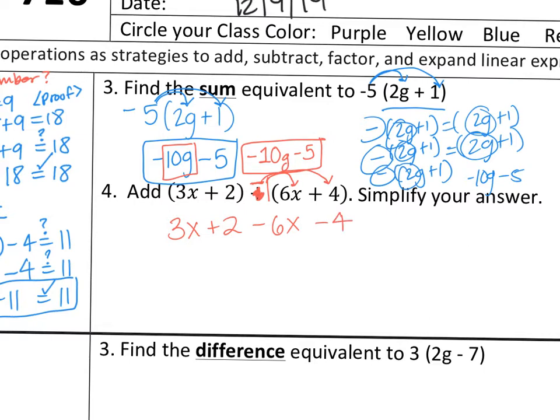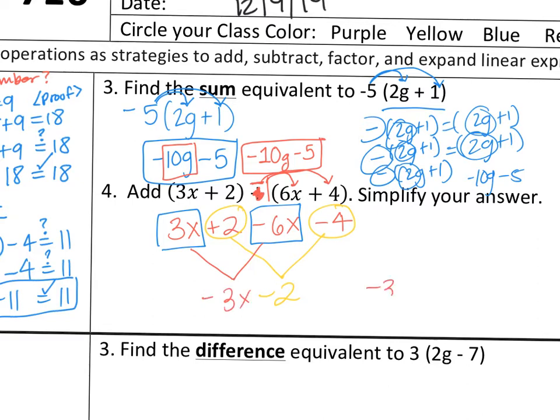So now we can combine like terms. We have a positive 3x and a negative 6x. And then we have a positive 2 and a negative 4. Now you can combine positive 2 and negative 4 to be negative 2. Bless you. And then we have negative 6x and positive 3x. If you combine those, you're left with negative 3x. So your answer is negative 3x minus 2.